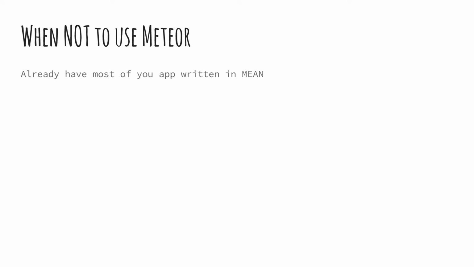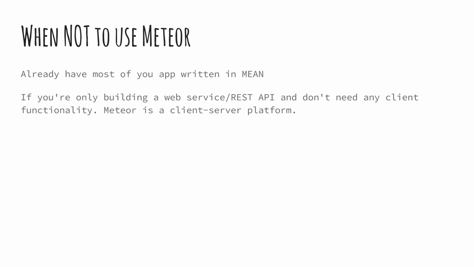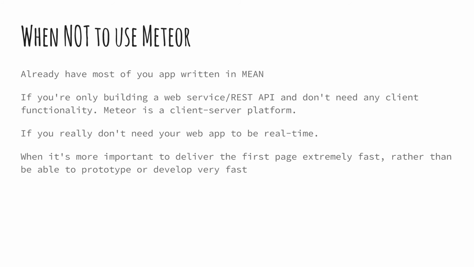Usually, once you grow to a certain size on Meteor, you'll move to MEAN to get full customizability. If you're only building a web service REST API and don't need client functionality, that's not really what Meteor's for. Meteor gives you that client-server platform. If you really don't need a web app to be real-time, if it's just a static page, Meteor's not giving you much. I mean, it's there for you, but the big thing of Meteor is that real-time feedback, like a chatter app or something like that. It's also not ideal when it's more important to deliver the first page extremely fast rather than prototype very fast, like a static front page.